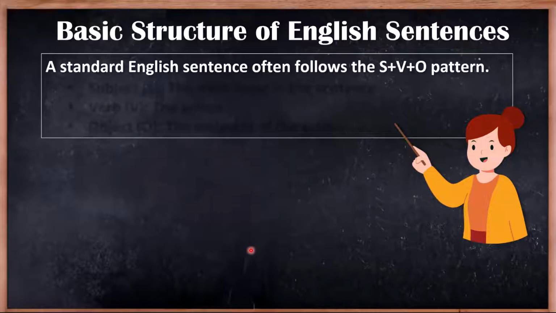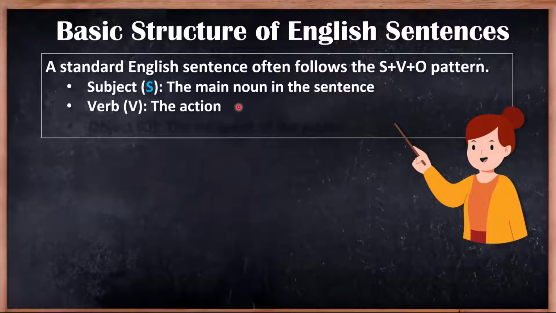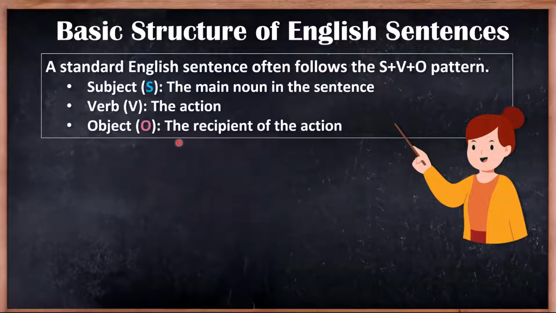So a standard English sentence often follows the SVO pattern, which is subject. The sentence begins with a subject, which is the main noun or pronoun in a sentence. Then we have a verb, which is the action. And then we have an object. And the object is the recipient of the action.